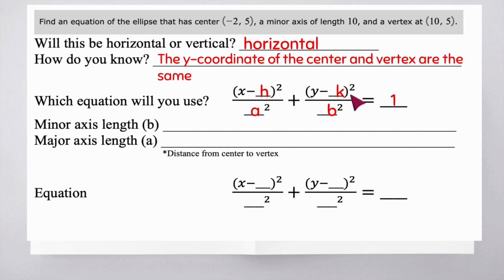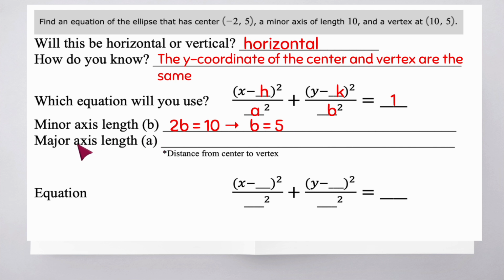Remember, the top is the same: (x - h)² and (y - k)². It always equals 1, but it helps me decide where to put the a and the b. The a squared is going to go over the x, since it's horizontal, going right and left. The minor axis length they told me was 10, and remember, 2b is equal to the minor axis length, because from the center it's b, but the whole length is 10, so I divide by 2. From the center up I'll go 5, and then 5 down.